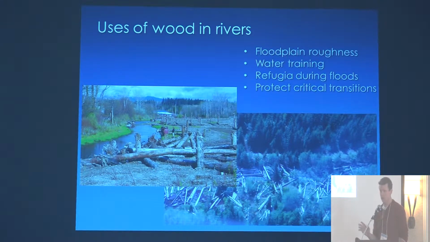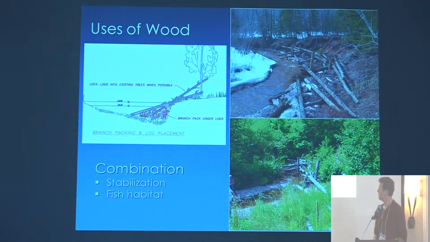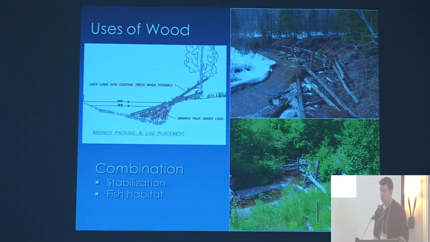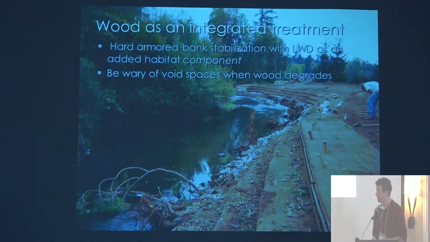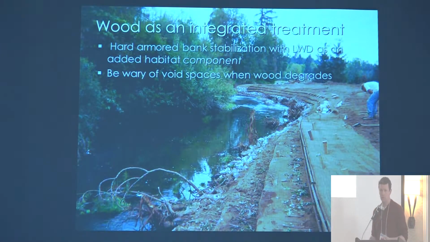In the photo on the left, there's some side channel work been done there, and some of the wood, the vertical stuff, is there to simulate older growth forest roughness and collect other wood, and also to protect the entrances and exits of those side channels. You can use wood, again, log jams as channel stability measures, but they also serve to provide fish habitat. You can integrate wood into harder treatments like riprap, for instance, if you're trying to protect some infrastructure, like a house in this case.